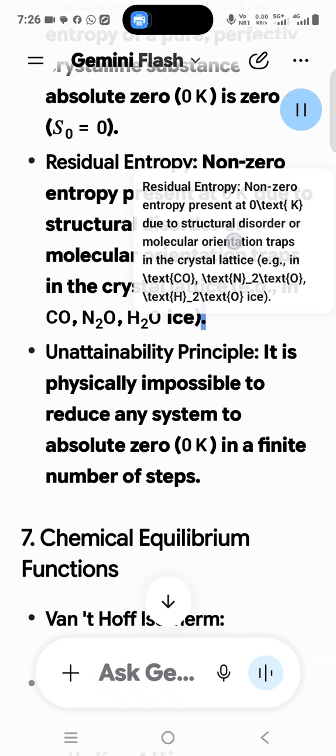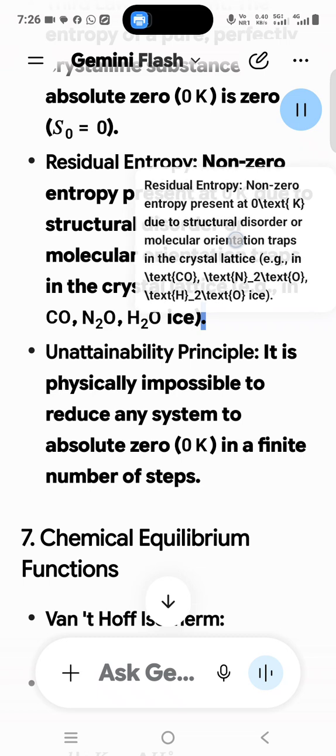6. Third law of thermodynamics and zero-point physics. Nernst heat theorem. As T → 0 K, the temperature coefficients of free energy change, ΔG, and enthalpy change, ΔH, vanish. Third law statement. The entropy of a pure, perfectly crystalline substance at absolute zero, 0 K, is 0.